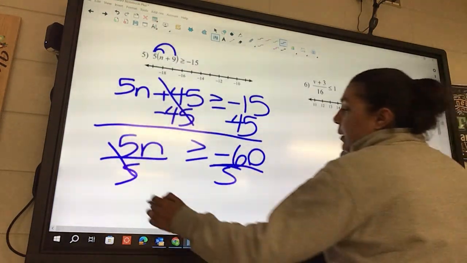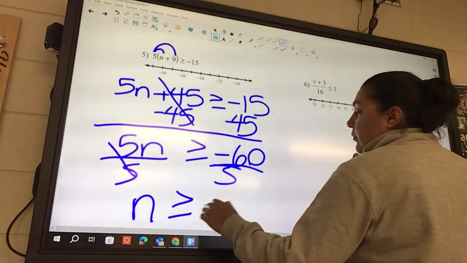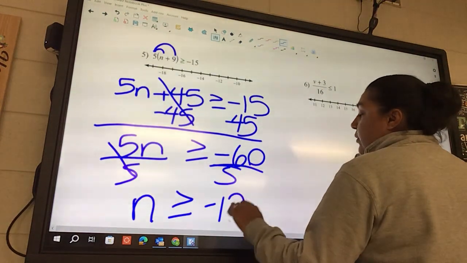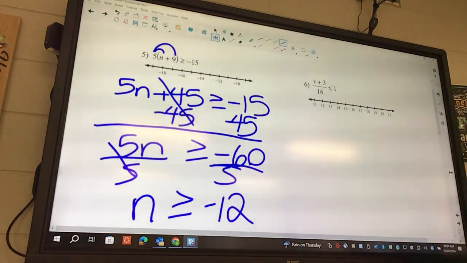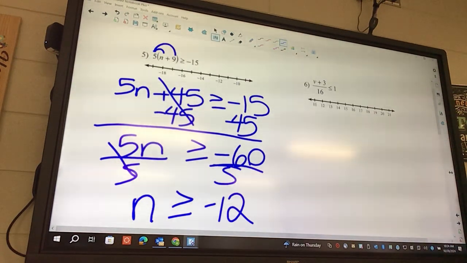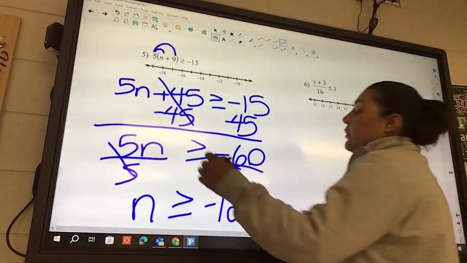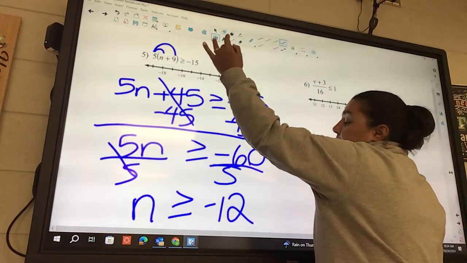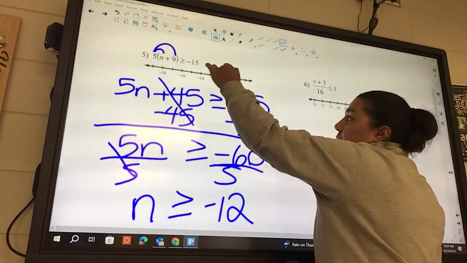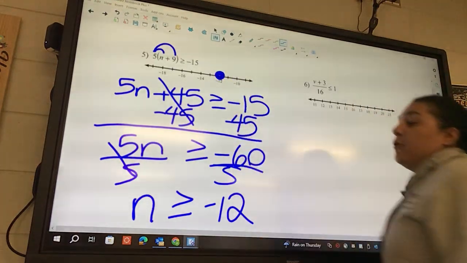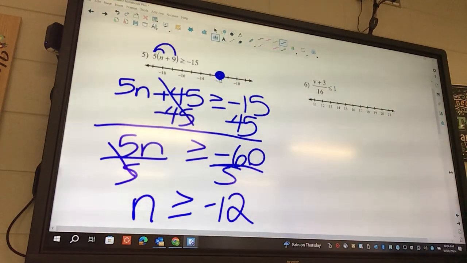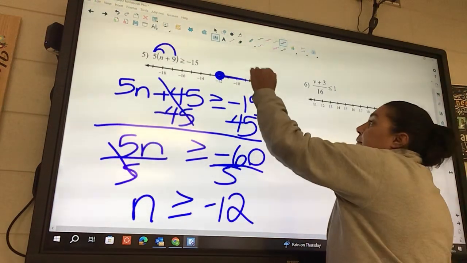Okay, and so that's gonna be maybe negative 12? Is that right? I don't know. Somebody do the math. Is it negative 12? Okay, open or closed? Closed. Okay, who is the alligator eating, the letter or the number? The letter. Okay, so he's still hungry, so we're going bigger.